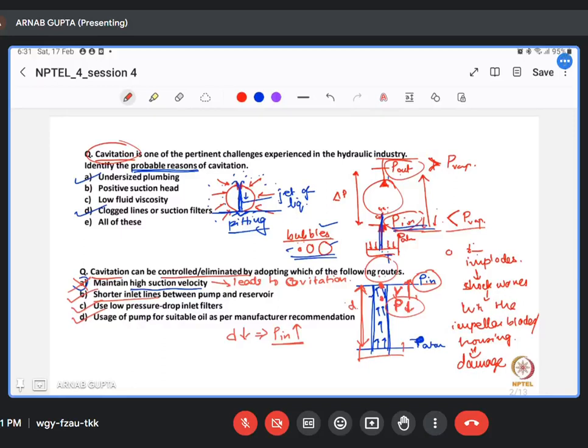Because if for a particular pump the P in value goes below the vapor pressure of that particular oil, then cavitation is inevitable. So your oil should be such that its vapor pressure should be less, so that P in can't easily fall below the vapor pressure of the particular oil. Okay, so we had some discussion on cavitation. I hope I was able to explain it.